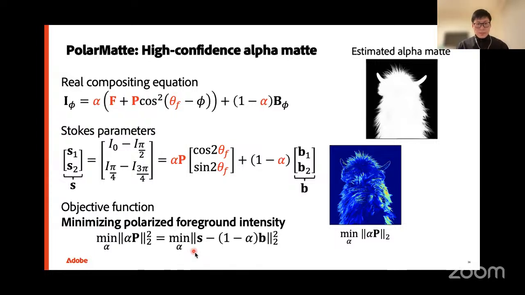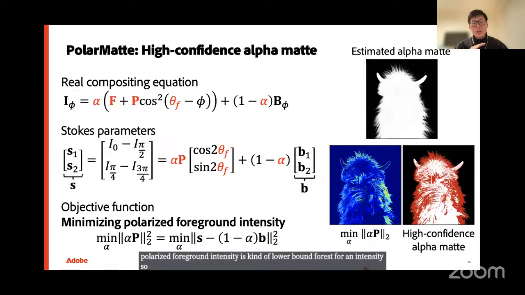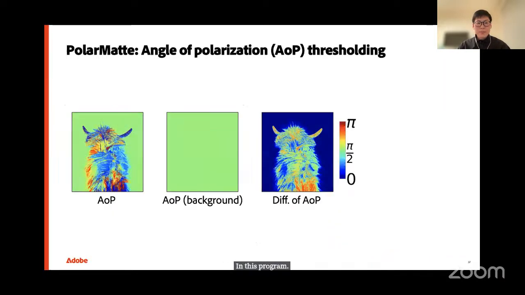And looking back to the source of the error in the estimated alpha matte, the polarized foreground reflection was the source of the error. And this minimized polarized foreground intensity is a kind of lower bound of the polarized foreground intensity. So thresholding this minimized polarized foreground intensity gives us a high confidence alpha matte. And these red pixels mean ill-posed pixels in this problem. And the intensity of the polarized foreground reflection is a clue for finding high confidence pixels.